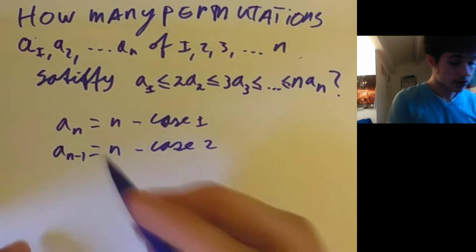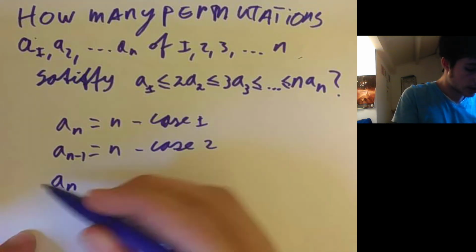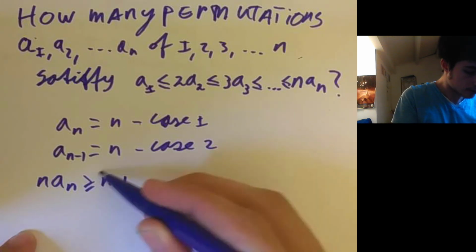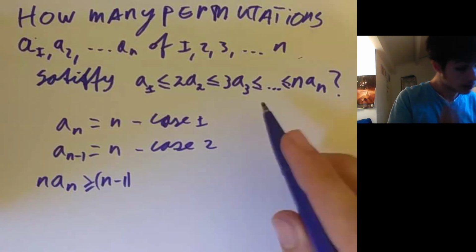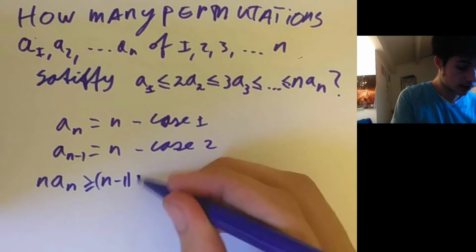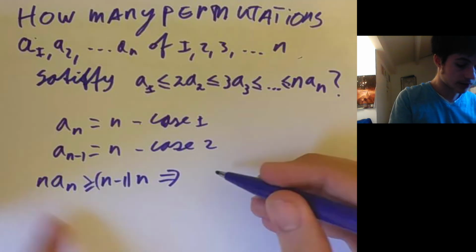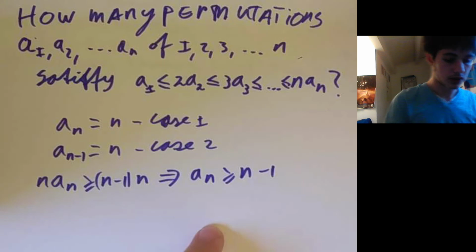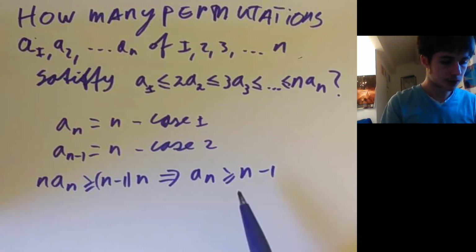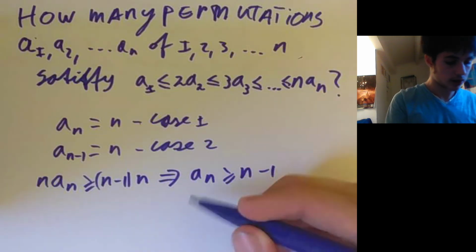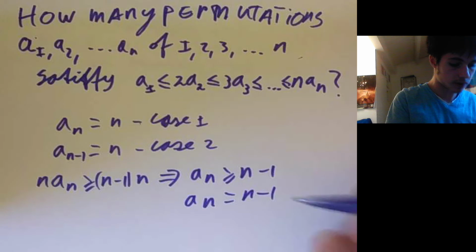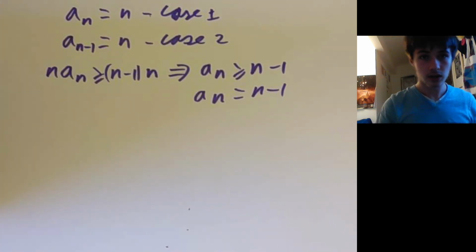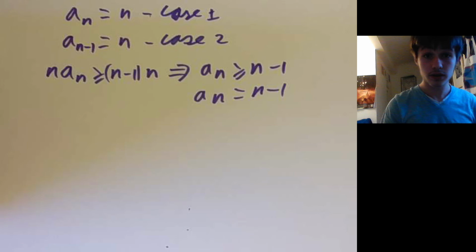Well, then by this relation we know n times an is going to be bigger than or equal to n minus 1 times an minus 1, which is n. So this immediately gives us, when dividing by n, that an is bigger than or equal to n minus 1. And we've already used n, so in fact an must be equal to n minus 1. So that's interesting. We'll then look at the third case.